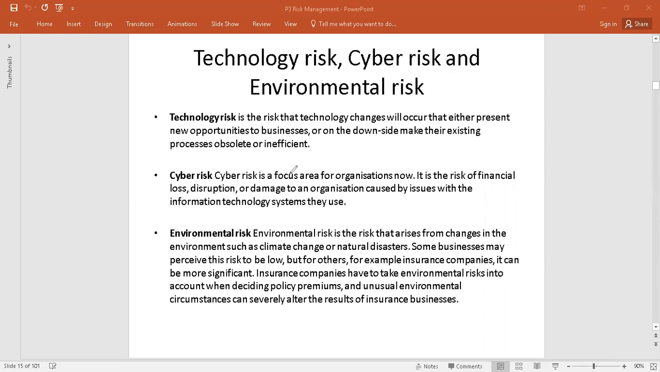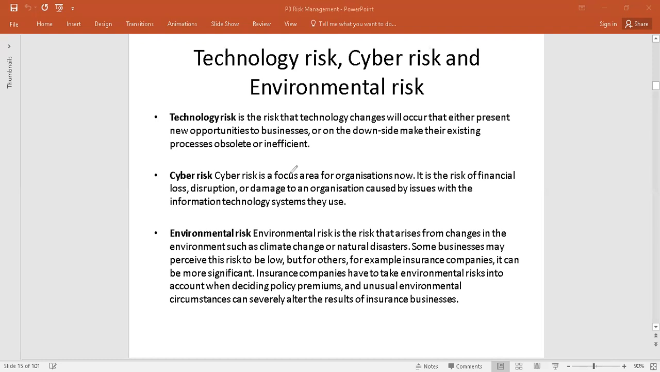But for others, for example, insurance companies, it can be more significant. Insurance companies have to take environmental risks into account when deciding policy premiums. If the impact is very high, even if the probability is low, the premium amount will also be decided on a higher side. So they would decide a higher insurance premium.